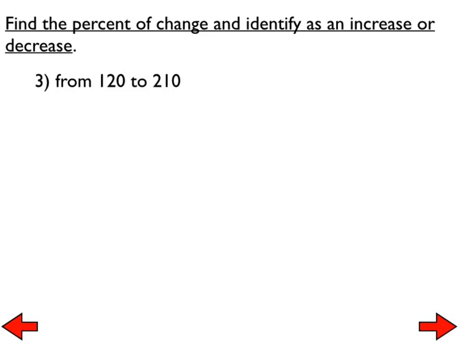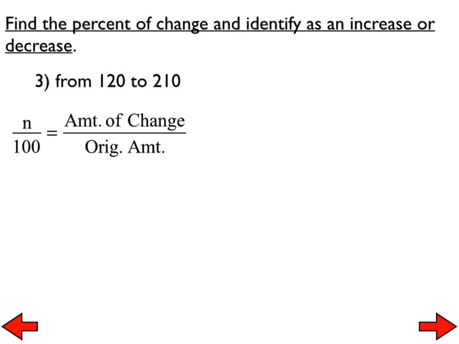Number 3, we're going from 120 up to 210. That means that our numbers changed by 90. From 120 to 210, that's a change of 90. The original amount, the number that we started with, was 120. So the proportion that we should be using is this. n over 100 equals 90 over 120.